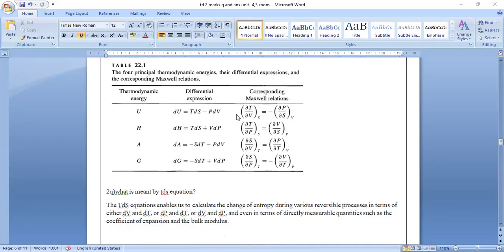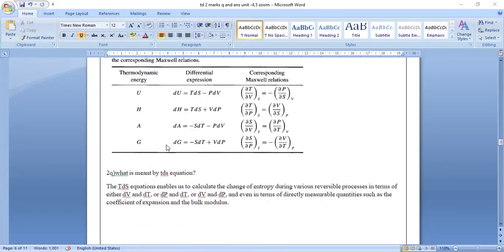These are the four principal thermodynamic energies, their differential expressions and the corresponding Maxwell relations. So you have four types of thermodynamic energy classifications. Here the differential expressions are given, and here the corresponding Maxwell relations. Here you can see du, the internal energy, the Gibbs law, and A. It is the relation shown for this.